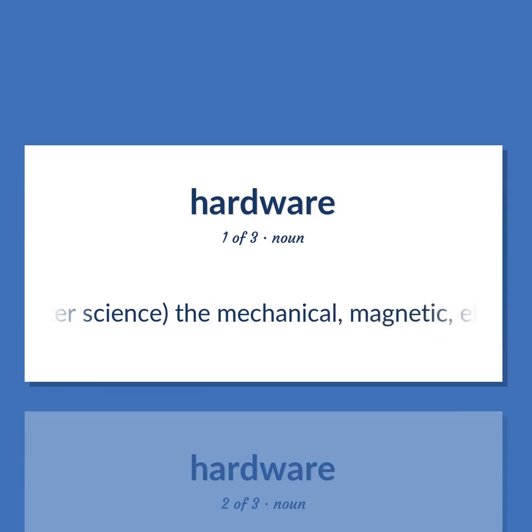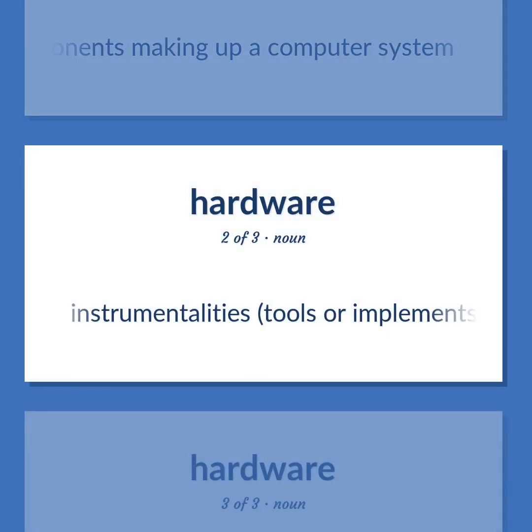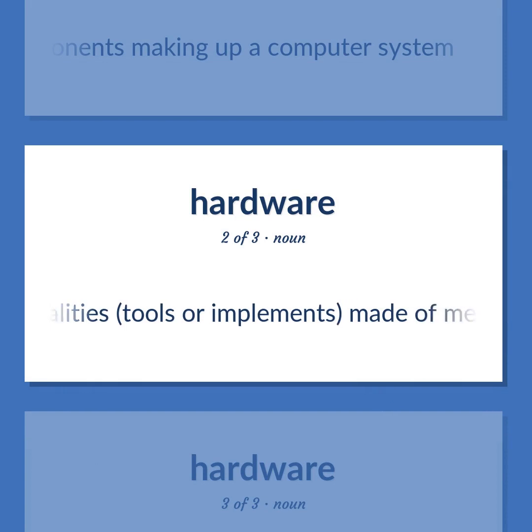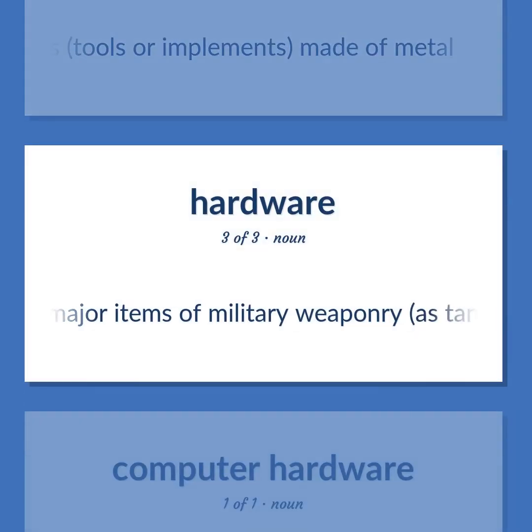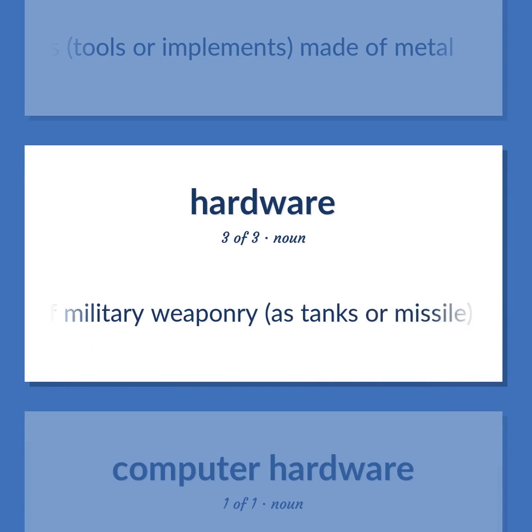Computer science, the mechanical, magnetic, electronic, and electrical components making up a computer system. Instrumentalities, tools or implements, made of metal. Major items of military weaponry, as tanks or missile.